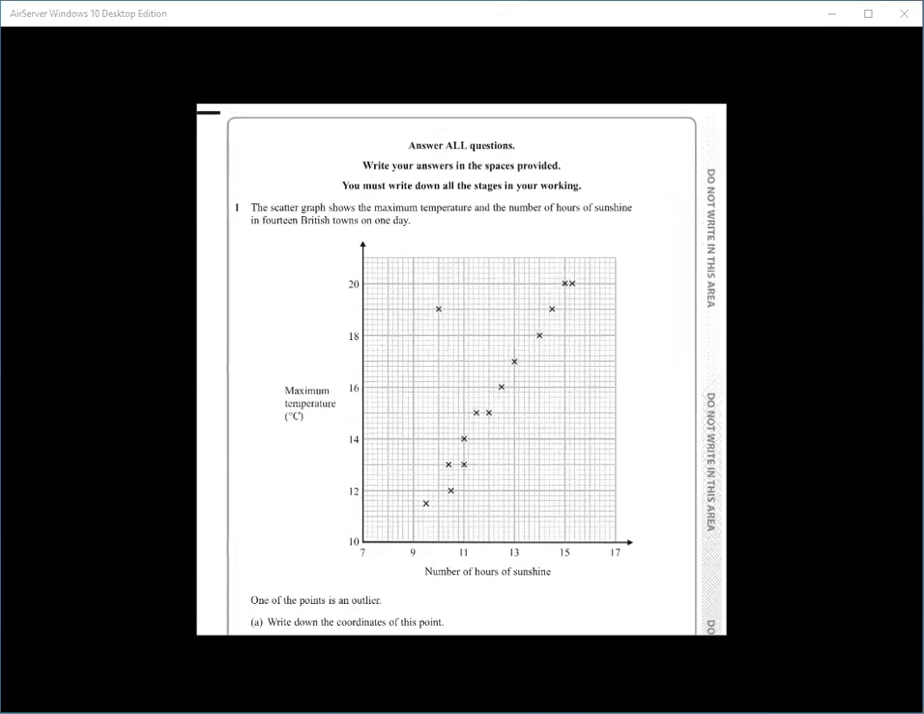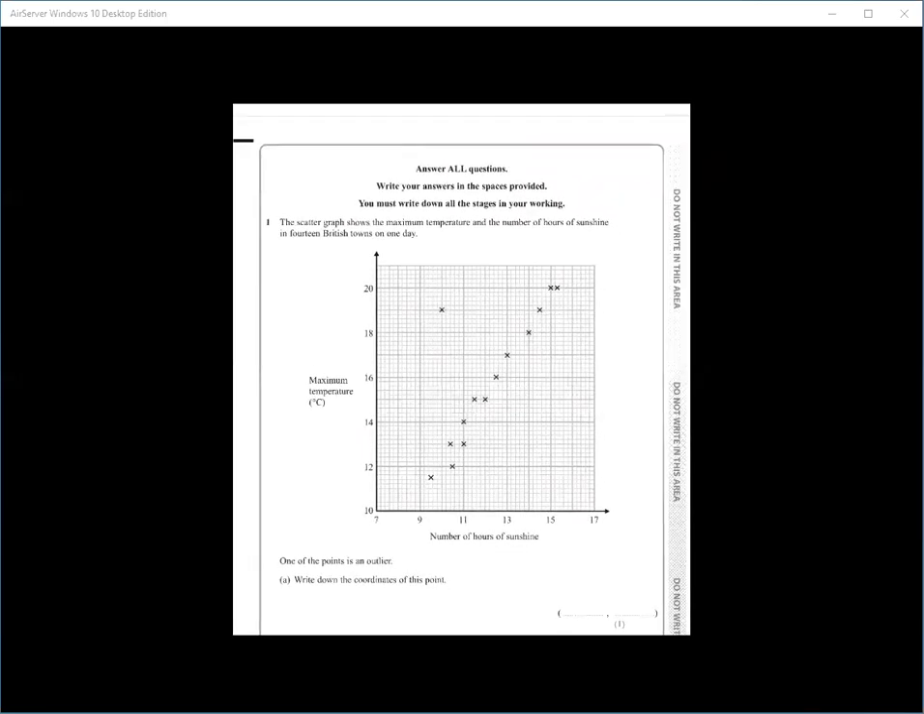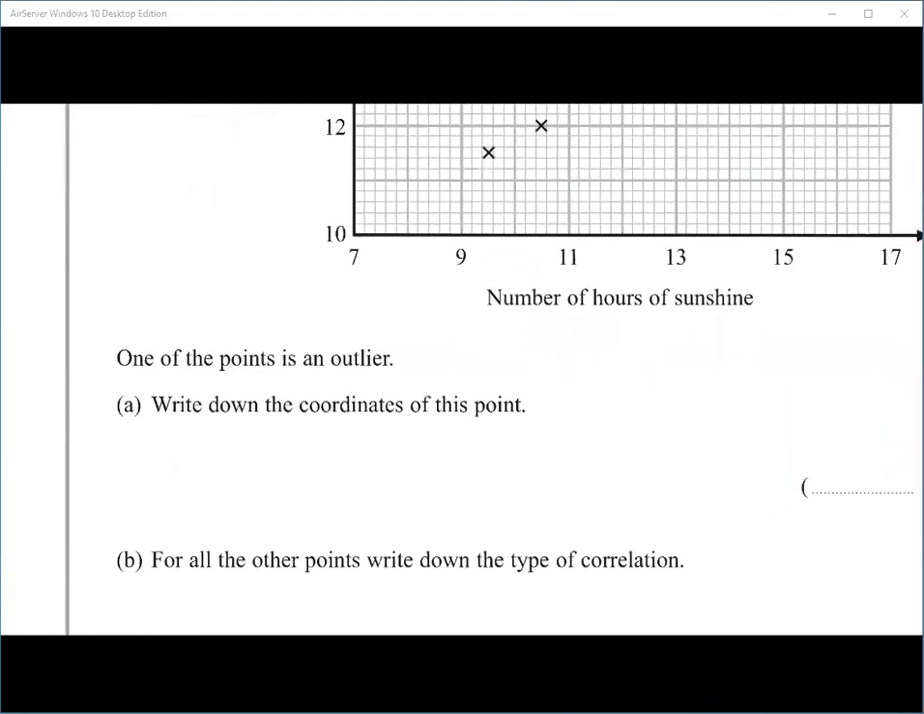The scatter graph shows the maximum temperature and the number of hours of sunshine in 14 British towns on one day. Okay. So let's have Salia join me on this question, please. Read the rest of the question. One of the points is an outlier. Write down the coordinates of this point.